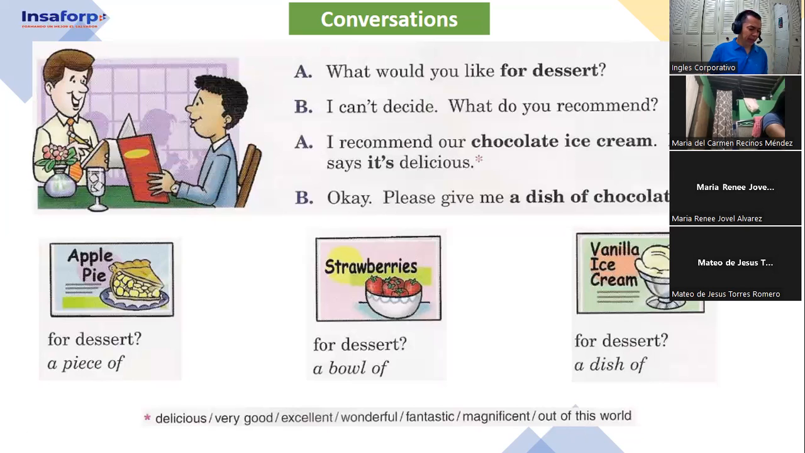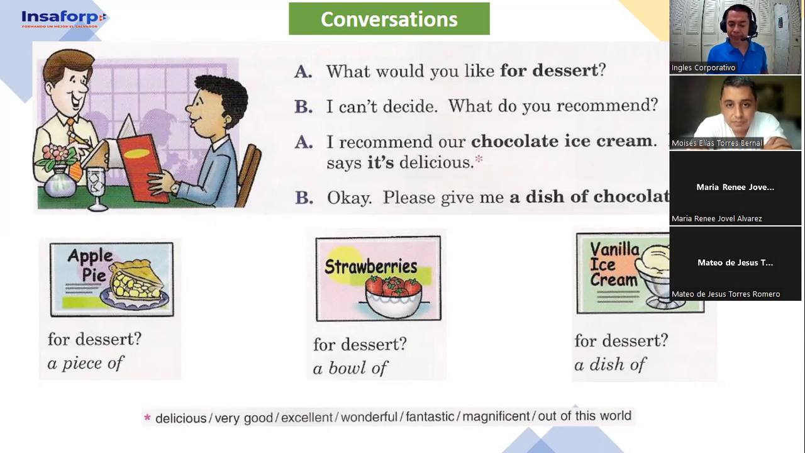Thank you, María René. Now, Moisés, strawberries, fresas, o sea. Al mar no le digo mar, le digo océano. Okay. Moisés and Alexi. Alexi, your letter B. Moisés, your letter A. Ready? One, two, three, action.